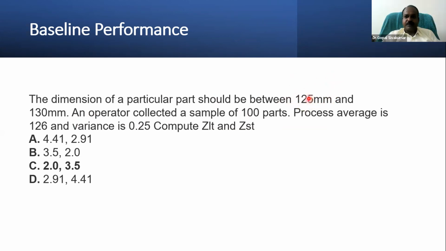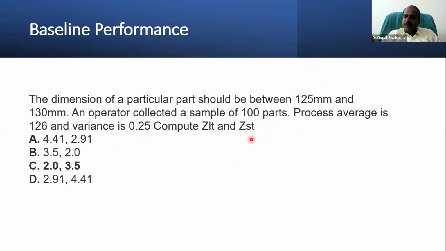125, 125, 125. USL is 130. An operator collected a sample of 100 parts. Process average is 126. Variance is 0.25. You have to find out the sigma level, long-term sigma level and short-term sigma level, otherwise called as ZLT and ZST.